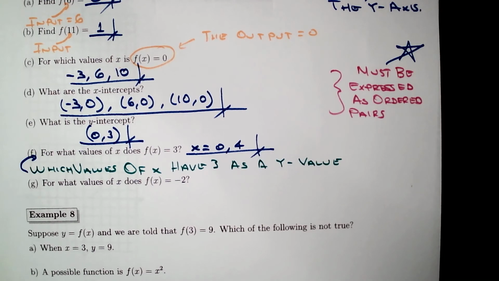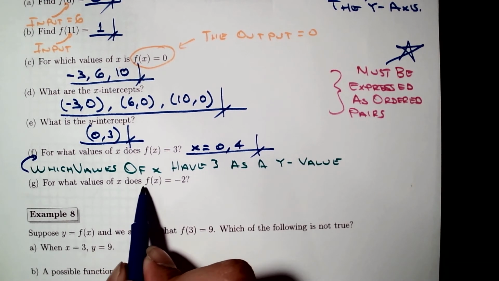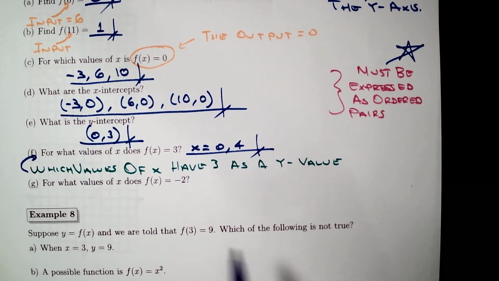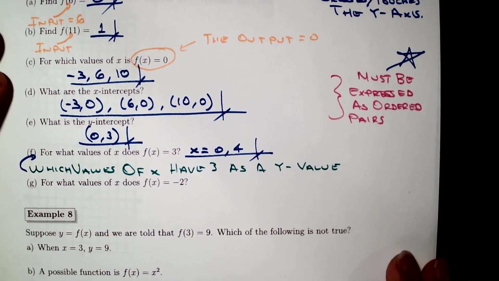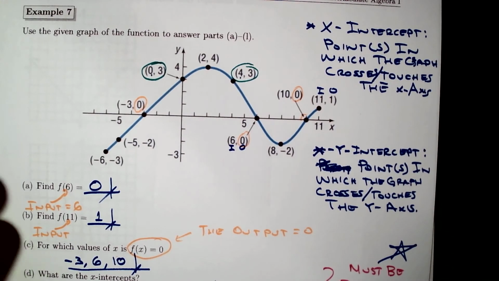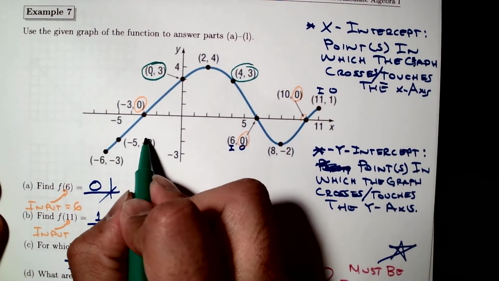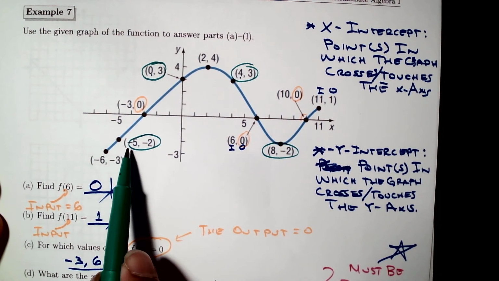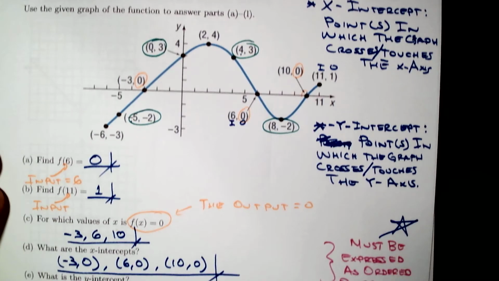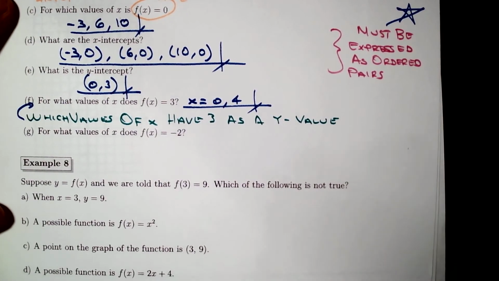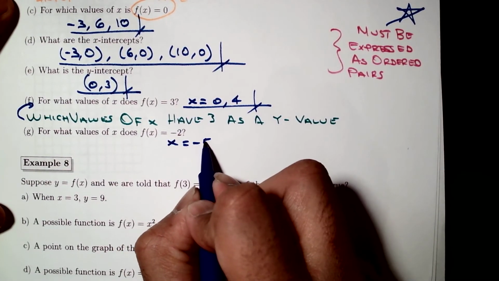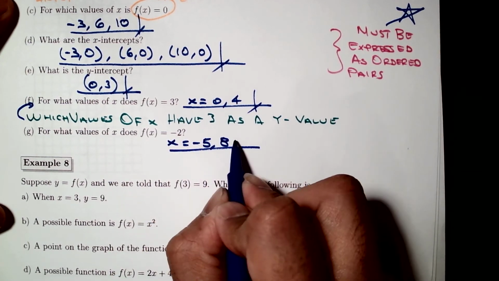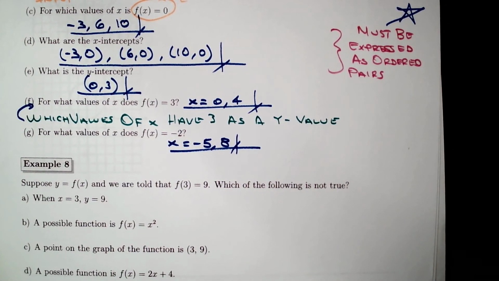Those are the answers. And same, for which values of x do we have a y value of -2? Let's look back at the graph. So we have a y value of -2 over here and over there. So the corresponding x values are -5 and 8. And this is the final answer for this. Alright, so this is pretty much the section.